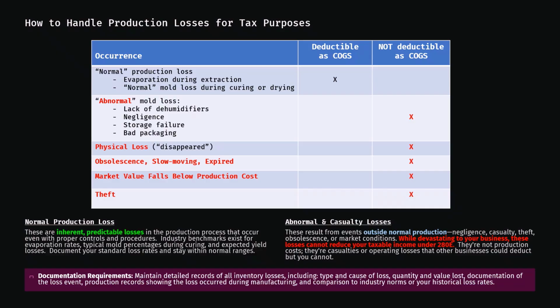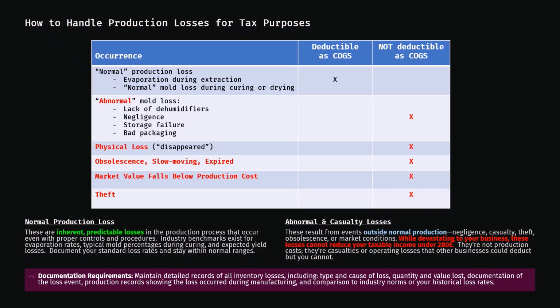So here's what it looks like. If the spoilage occurs as part of the normal production process, and you can reasonably estimate it, say maybe 4% moisture loss during curing, and you can track it consistently by batch or stage, you apply it to the remaining goods and units, not as a lump sum write-off. It's not due to avoidable errors or poor SOPs, then that normal spoilage can be included in COGS.